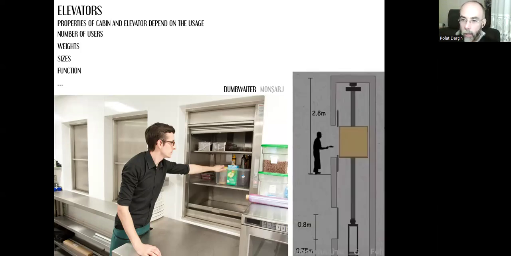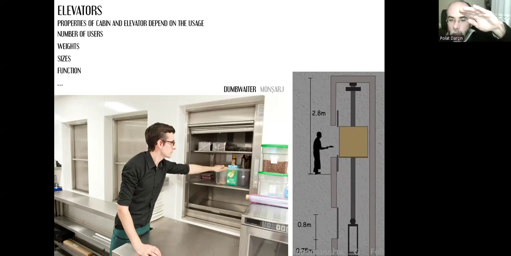And as you can see, the principle is the same. The only difference is we have a much smaller cabin with shelves according to the sizes of the food. And we don't step in the cabin ourselves. So there are two people on different floors. Let's imagine this is a restaurant with many different floors, and the kitchen is in the basement floor.